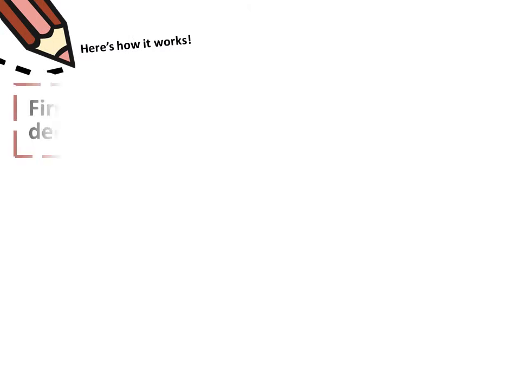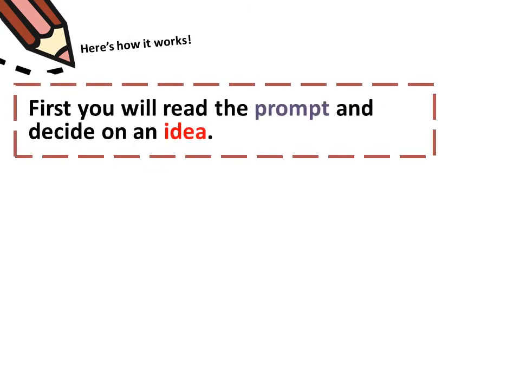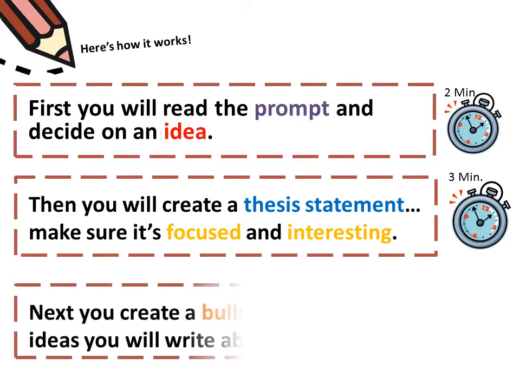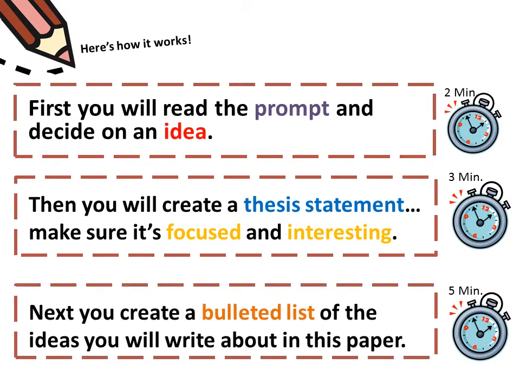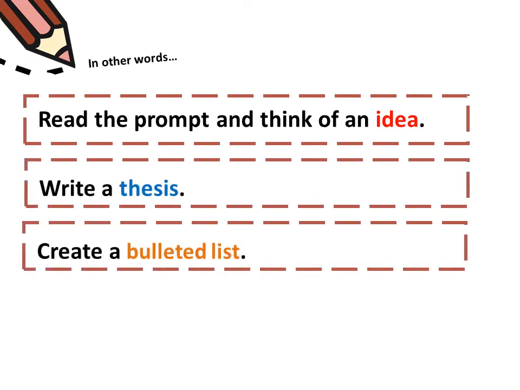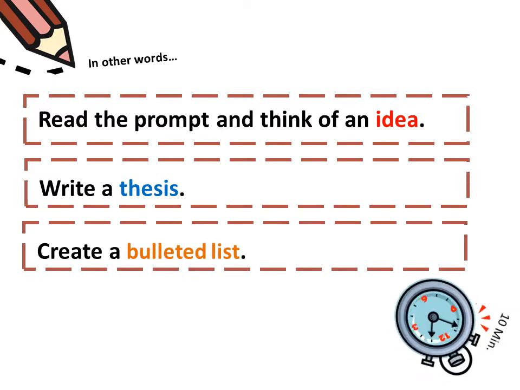Here's how it works. First, you will read the prompt and decide on an idea. You'll have 2 minutes of thinking time to get that idea in your head. Then, you'll have 3 minutes to create a thesis statement. Make sure that it's focused and interesting. After that, you have 5 minutes to create a bulleted list of the ideas you will write about in this paper. That's right, 2 minutes for the idea, 3 minutes for the thesis statement, 5 minutes to create your bulleted, brainstormed list. In other words, read the prompt and think of an idea, write a thesis, and create a bulleted list, all in 10 minutes.